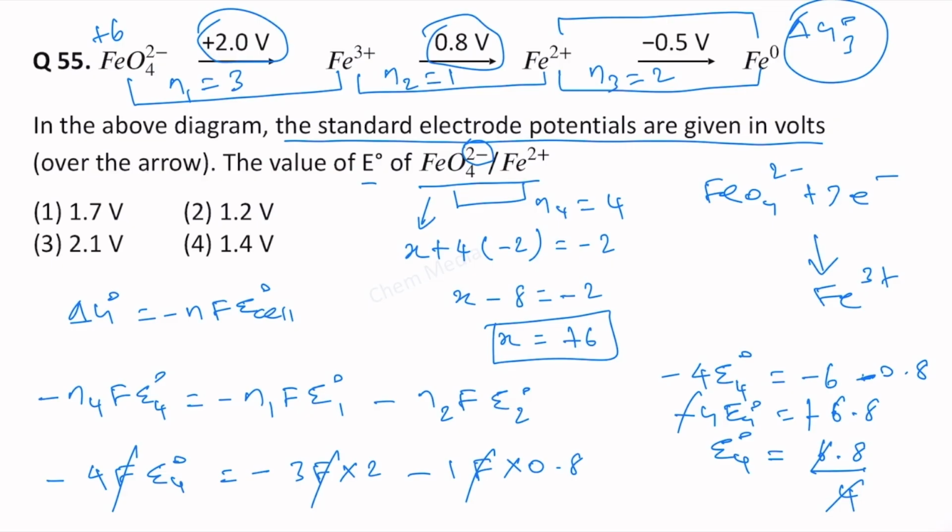So therefore that is equal to, this is 1 times and then 2 remaining, 28. 7 times 4 is 28. Therefore, 1.7. Therefore, E4 standard is equal to 1.7 volt. So this means option 1 is correct.